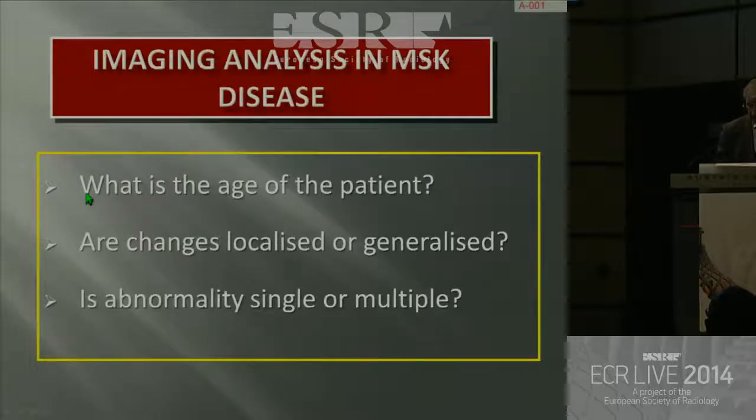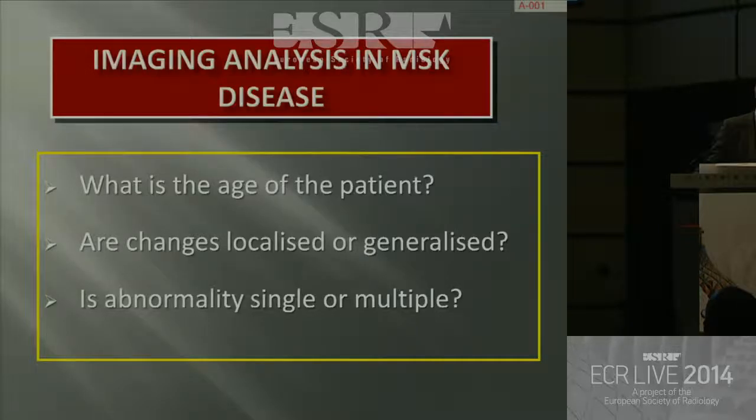So if we move to the analysis, we also need to be aware of what the age of the patient is. Is it a patient with fused epiphyses? Are the epiphyses open? Is there normal periosteal growth going on in a younger child? These are very important. Are the changes localized or generalized?